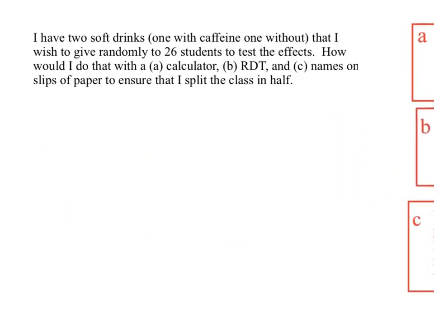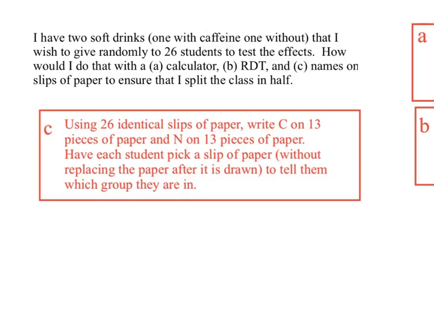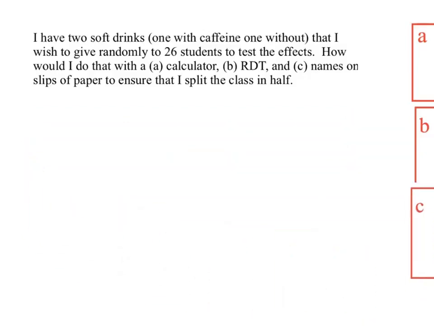And finally, names on slips of paper. Using 26 identical slips of paper, write C on 13 pieces of paper and N on 13 pieces of paper. Have each student pick a slip of paper without replacing the paper after it's drawn to tell them which group they belong in. So again, 3 ways to do some random sampling.